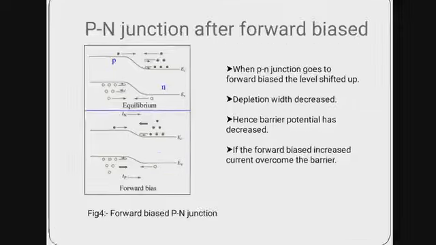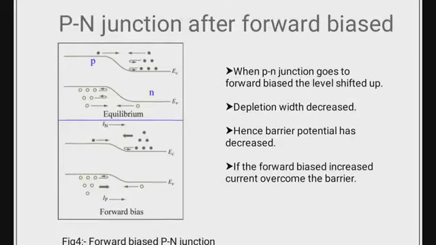Now this is the diagram after biasing. This is the diagram in equilibrium conditions, when the band bending structure has just been formed. Now if we bias the PN junction externally, this structure is for forward bias. That means the P terminal is connected to the positive polarity of the battery and the N terminal is connected to the negative polarity of the battery.